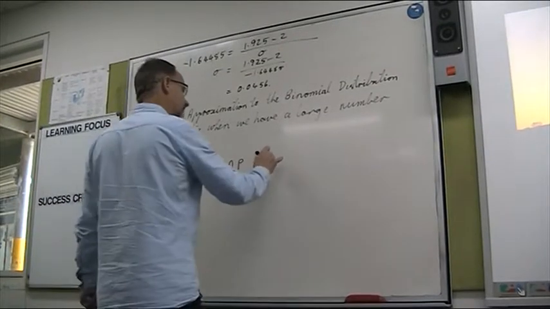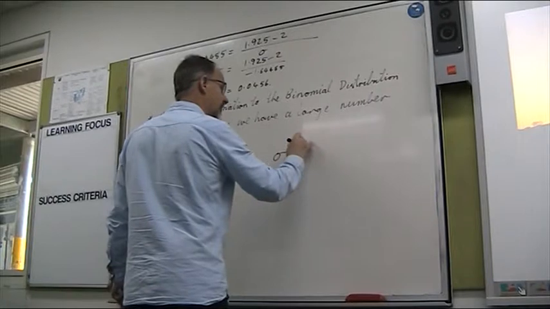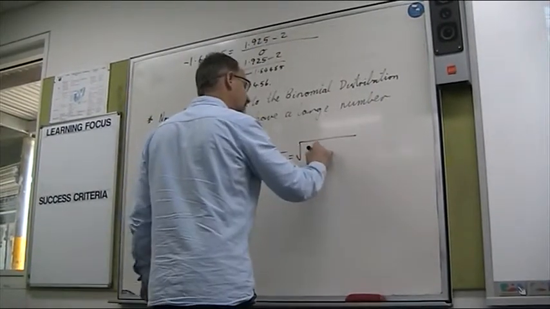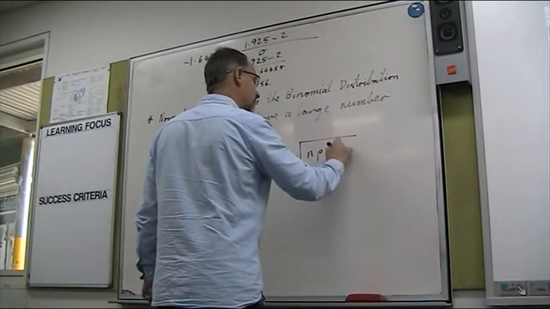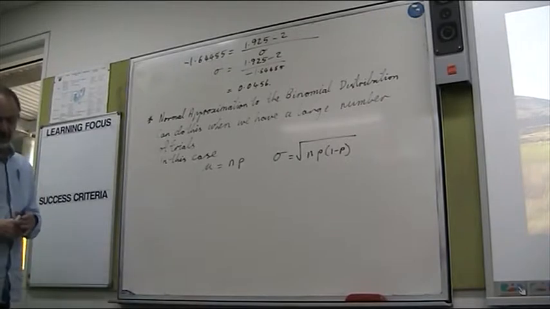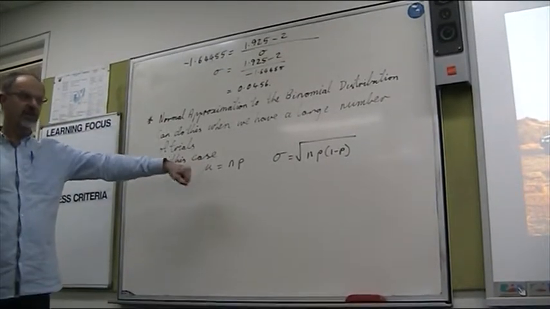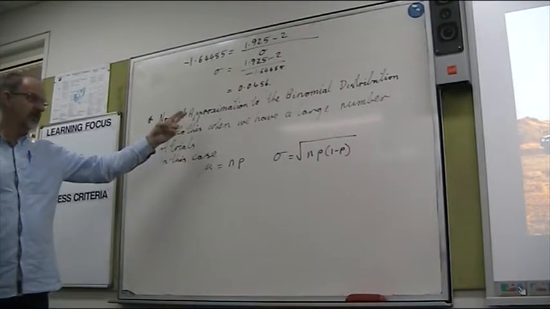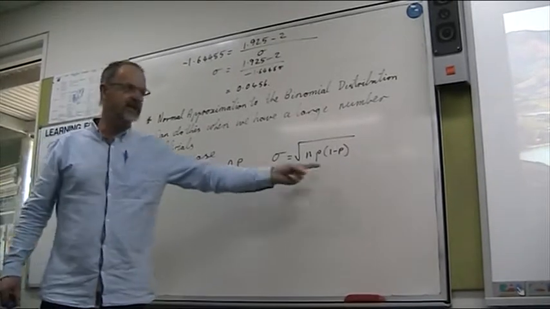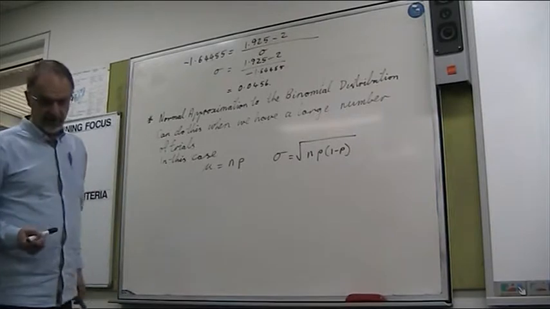Standard deviation is the square root of the variance, and the variance is n times p times q, which is 1 minus p. So if we have a large number of trials, we can use the normal distribution using these values as our mean and standard deviation, and we can get our calculator to do it for us.